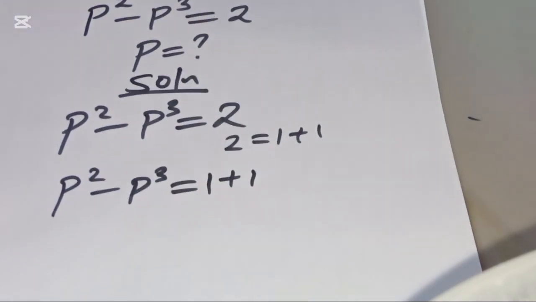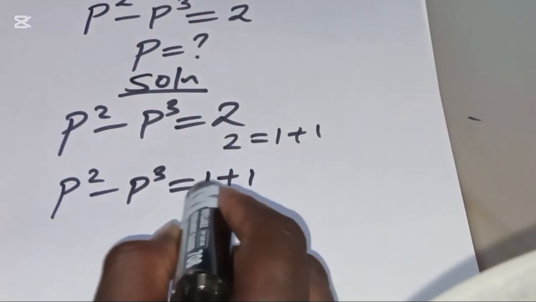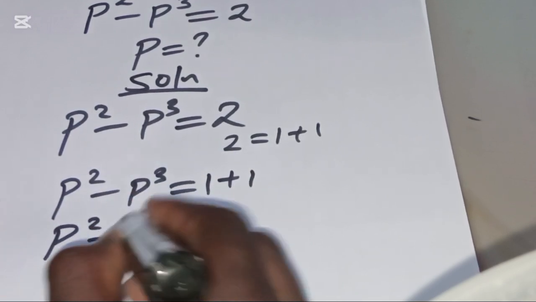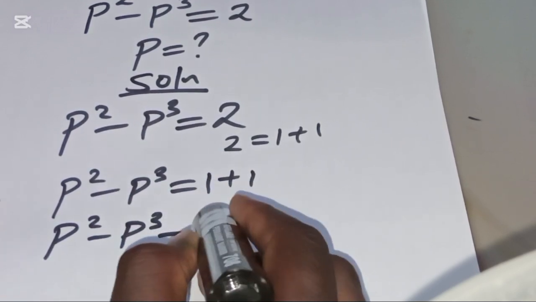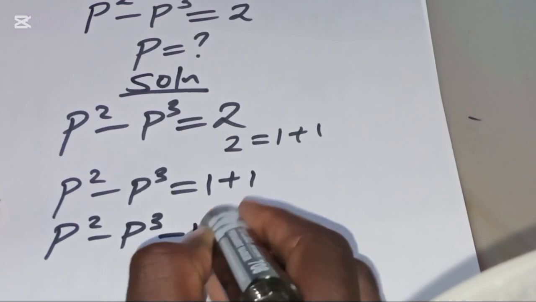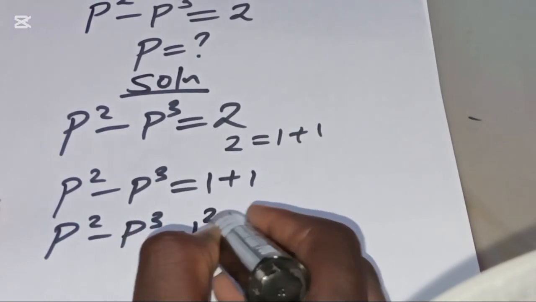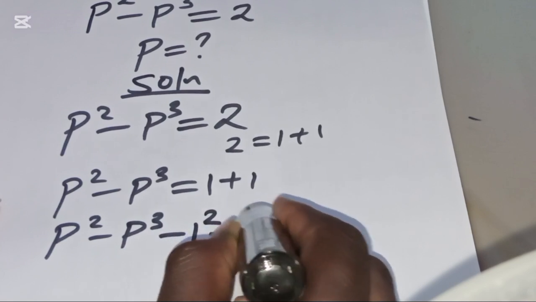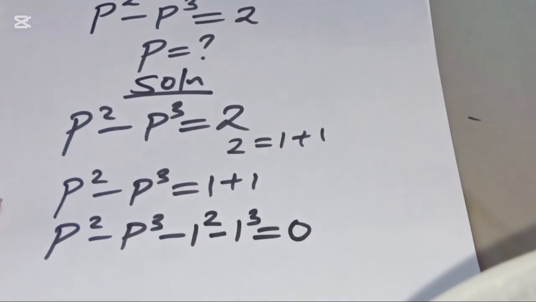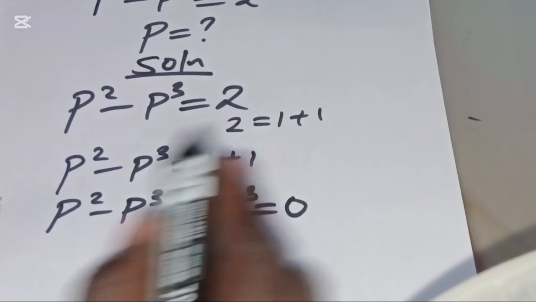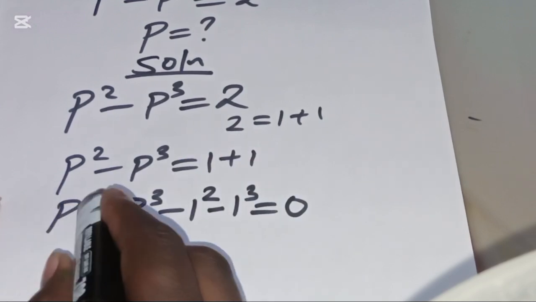Okay. So let's take 1 plus 1 on the left hand side. We'll have p to power 2 subtract p to power 3, subtract 1 plus 1. This 1 can be expressed as 1 to power 2, and this 1 as 1 to power 3. If you say 1 to power 2, it's the same as 1. 1 to power 3 is the same as 1.